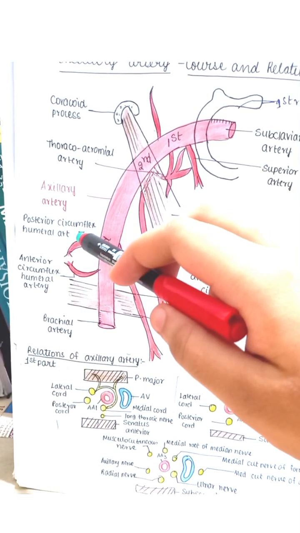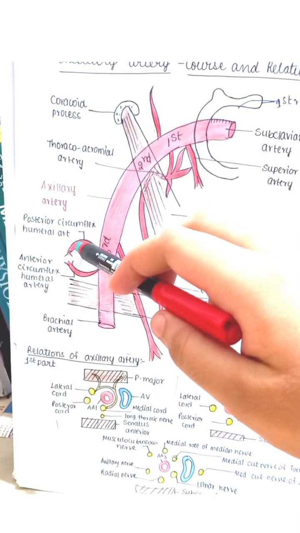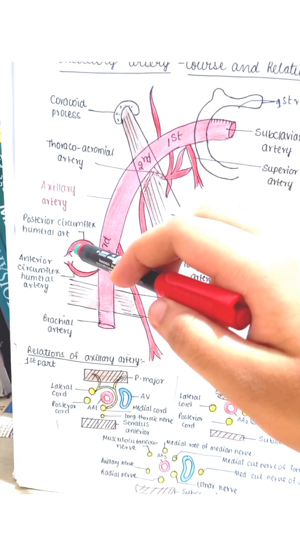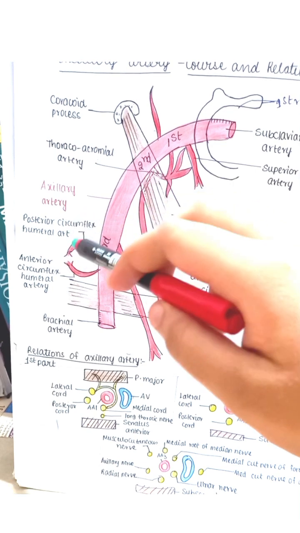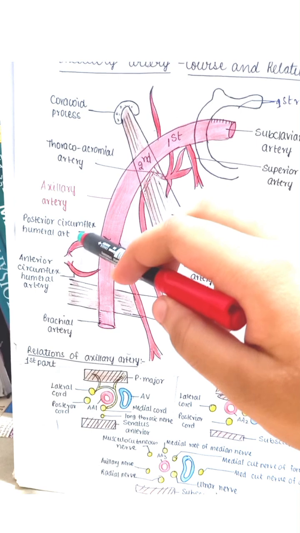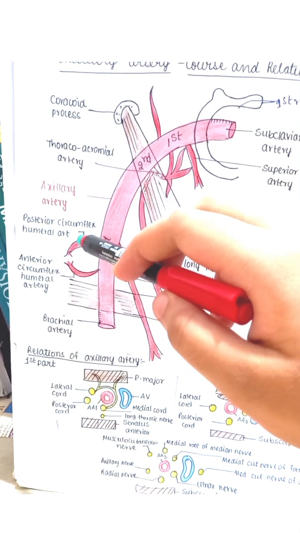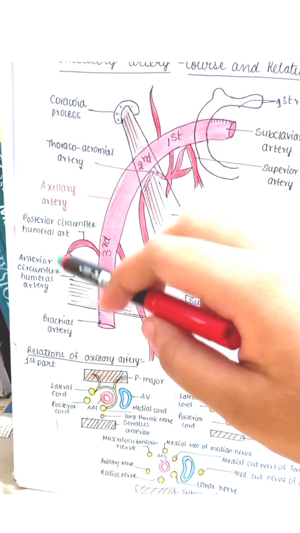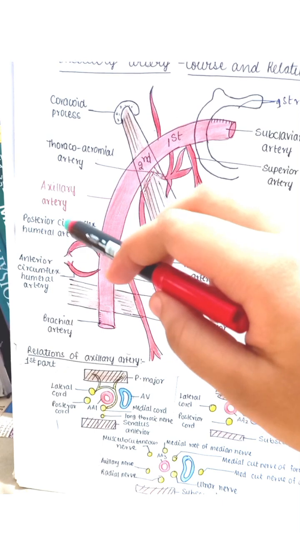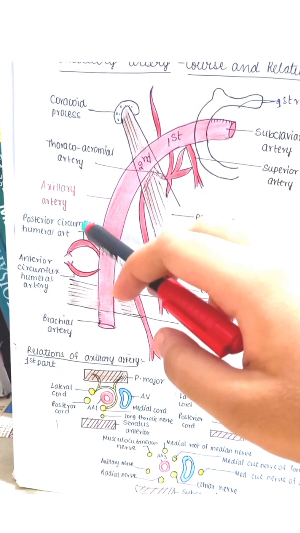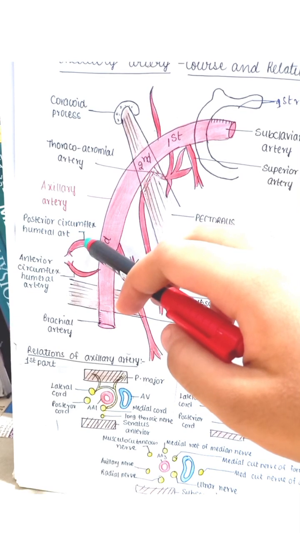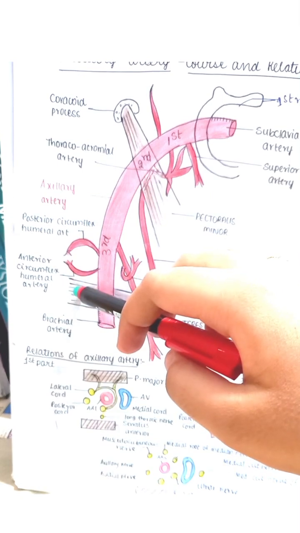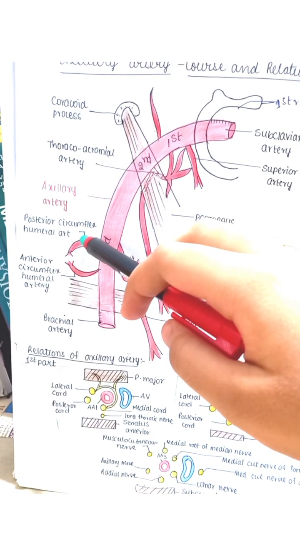The posterior circumflex humeral artery, being larger than the anterior circumflex humeral artery, passes backward along with the axillary nerve through the quadrangular space. It crosses the posterior aspect of the surgical neck of the humerus. So the anterior aspect is crossed by the anterior circumflex artery and the posterior aspect is crossed by the posterior circumflex artery. It anastomoses with the anterior circumflex artery and supplies the deltoid muscle and shoulder joint.